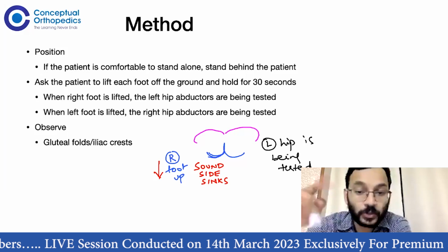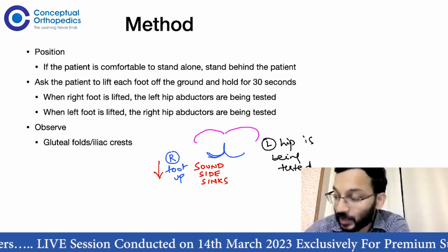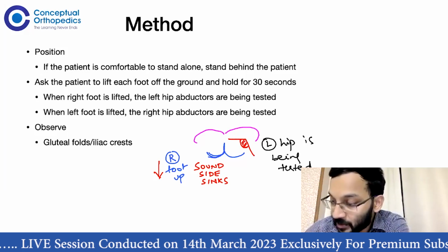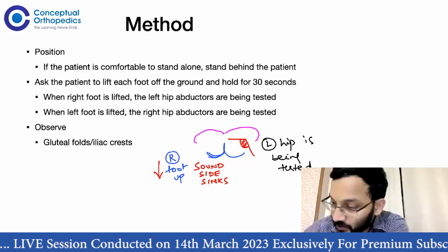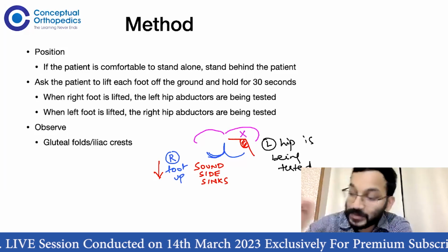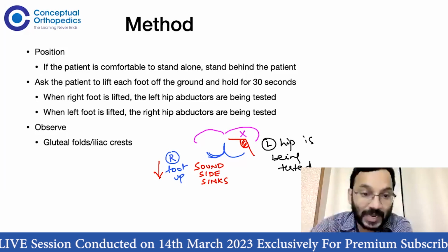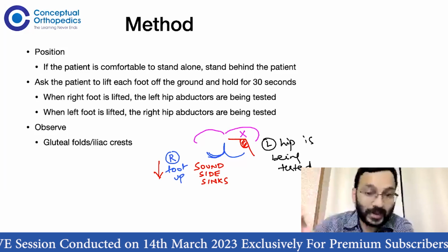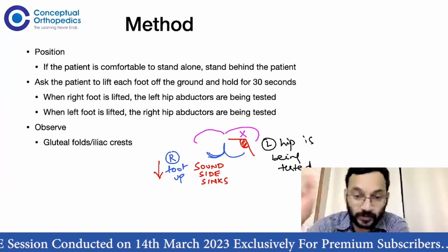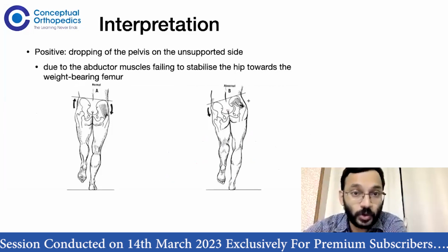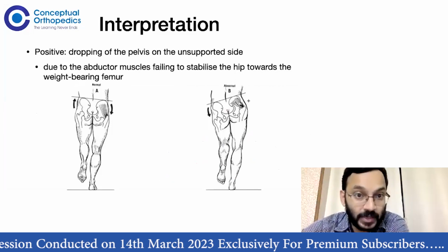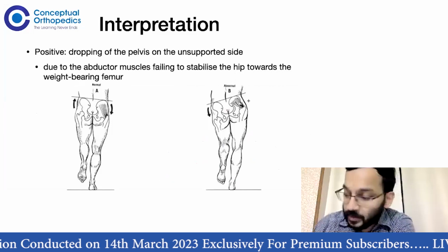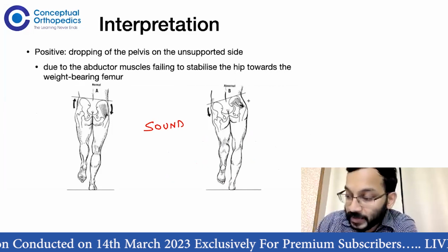Because the counter force for gravity is the hip abductors on the opposite side. If the hip abductor on the opposite side is damaged, it is not working, and that is why the sound side will sink. So either the gluteal folds will sink or the iliac crest will sink. Either one of these two can be observed. It is a positive test if there is dropping of the pelvis on the unsupported side. That is, the sound side sinks.